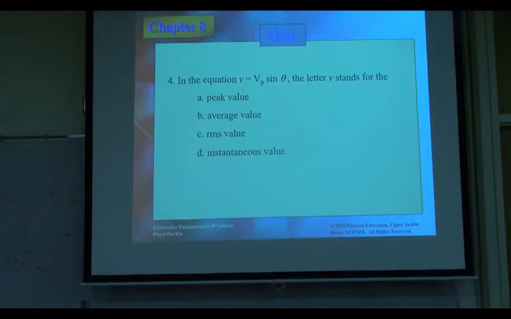The peak value is VP. The average value, what is the average value? 0.7? Oh, that is RMS. No, 0.6 something. 0.637, right?